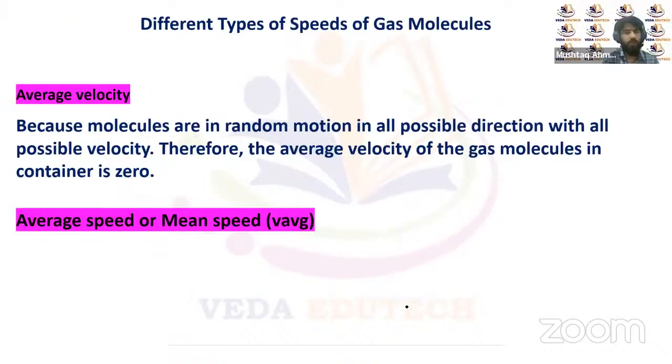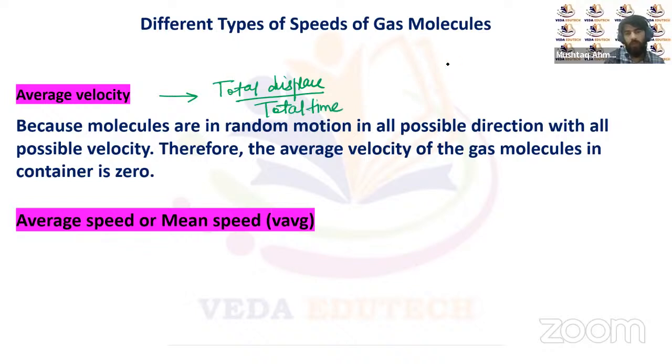Now let's talk about the different types of speeds of gas molecules, right? So first we will discuss the average velocity, then average speed or mean speed, then most probable velocity, and the root mean square speed. Now average velocity, for a single particle, we define as the total displacement upon the total time, right?